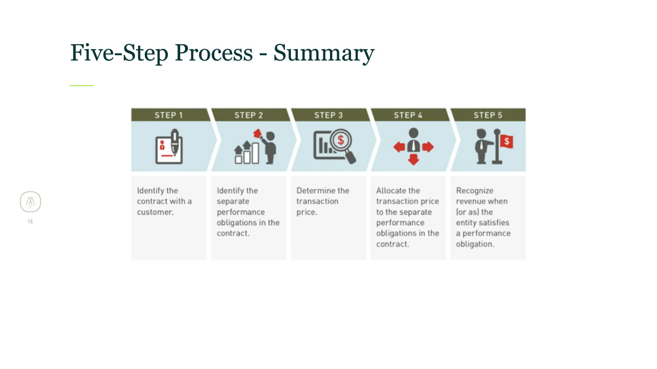Thanks, Findley. All right, so which of the 5 steps that Findley just elaborated on do you expect to be the most challenging in evaluating Topic 606? Identifying the customer, identifying the separate performance obligations, determining the transaction price, allocating the transaction price to the separate performance obligations, or recognizing revenue when or as the entity satisfies the performance obligation.